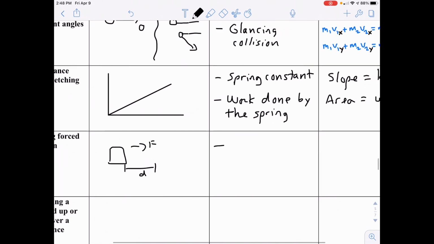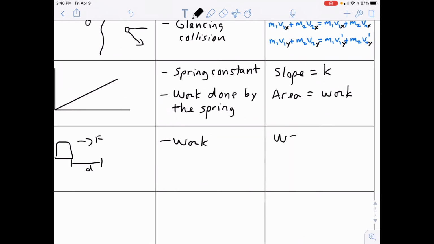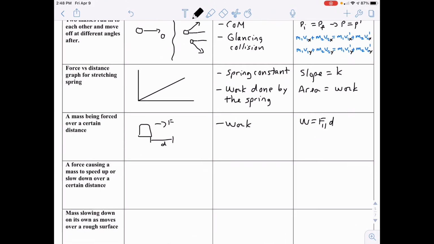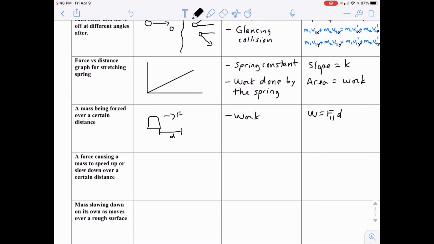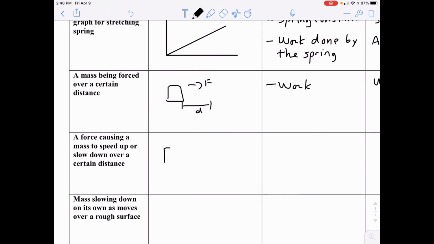Well, a mass that's being forced over a particular distance, that's a work concept right there. And the formula that goes with that is parallel force times distance. Now, what if we're given more information? What if we're given a force that's causing something to speed up or slow down over that distance? We're starting to give more variables involved. Well, we still have the same thing, but maybe we're speeding up or slowing down.